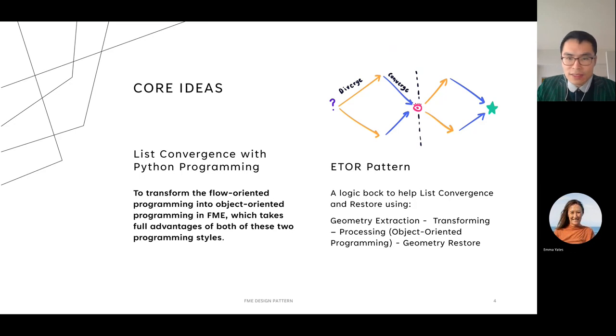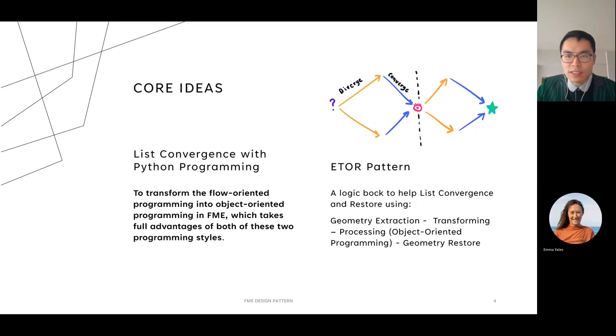And ETOR basically is a logic block to help list convergence and geometry restoring, using geometry extraction, transforming, and processing. Here I use O to represent the P because the processing usually contains object-oriented programming. And then finally, the geometry restoring.